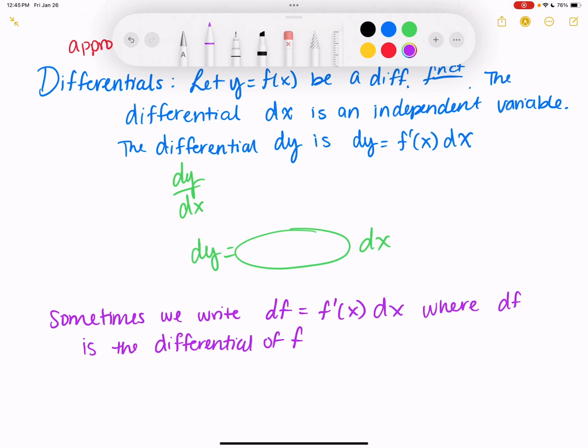And those letters can be swapped out for other things. Like, if we have radius, it might be dr. Or if we're dealing with volume, it might be dv or things like that. So anyway, just more of an FYI that it can be written another way.